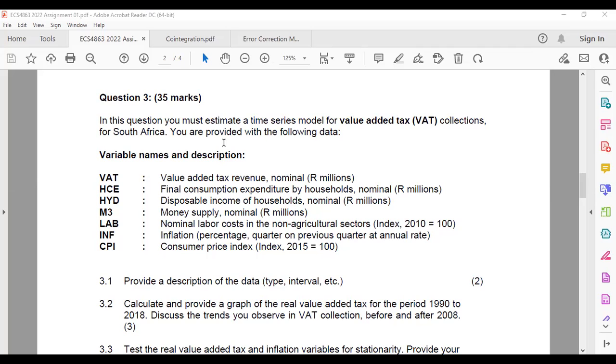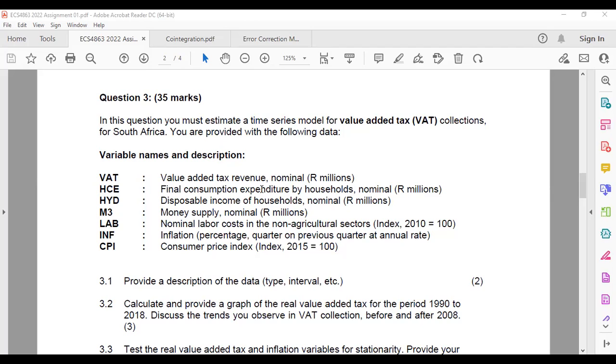You are provided with the following data. VAT is the value added tax revenue. It's in nominal terms. HCE, it's final consumption expenditure by household, it's in nominal terms. HYD is disposable income of households, and it's in nominal terms. M3, it's our money supply, it's in nominal terms. LAB is the nominal labor costs in the non-agric sectors. We're also given inflation as well as the consumer price index.